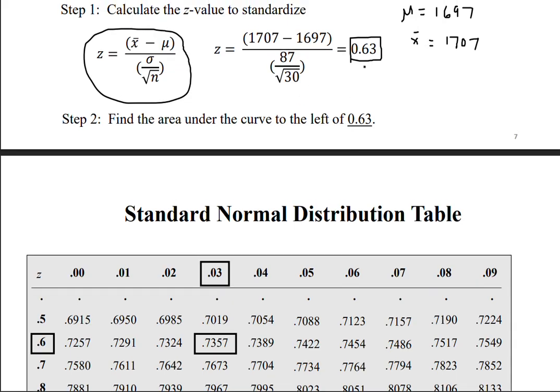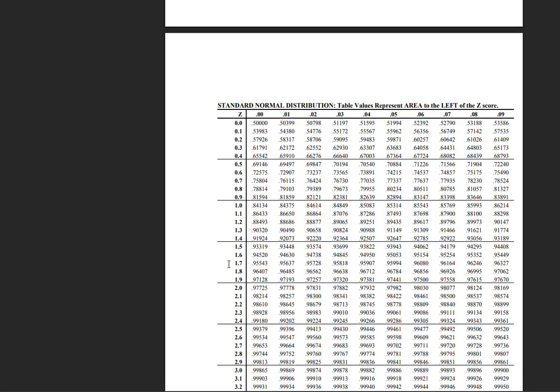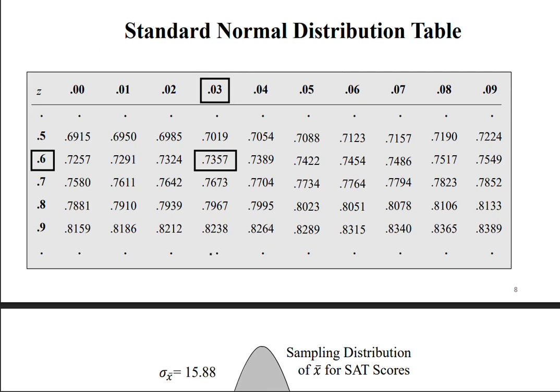So our standardized value was 0.63. On the table, we are going to look at 0.6 on the side, and then the 3 over here. Where these two values intersect, so we have our 0.03, and then we have 0.6 right over there. Where these two meet, that is the cumulative probability of 0.63, which is 0.73565, right? But when you round it off, you get 0.7357.